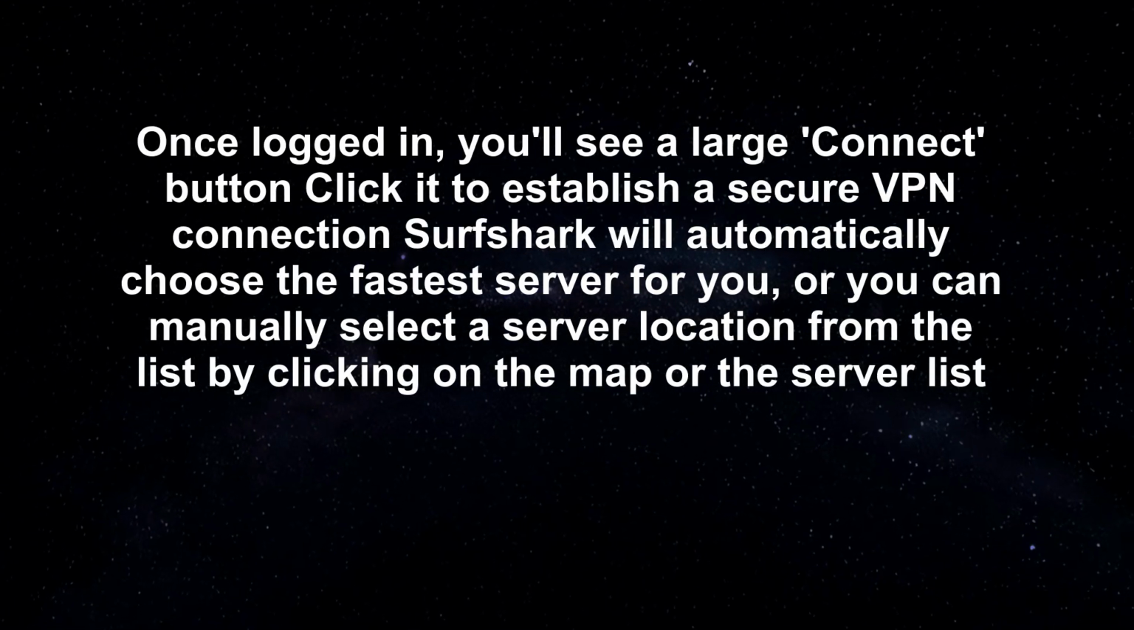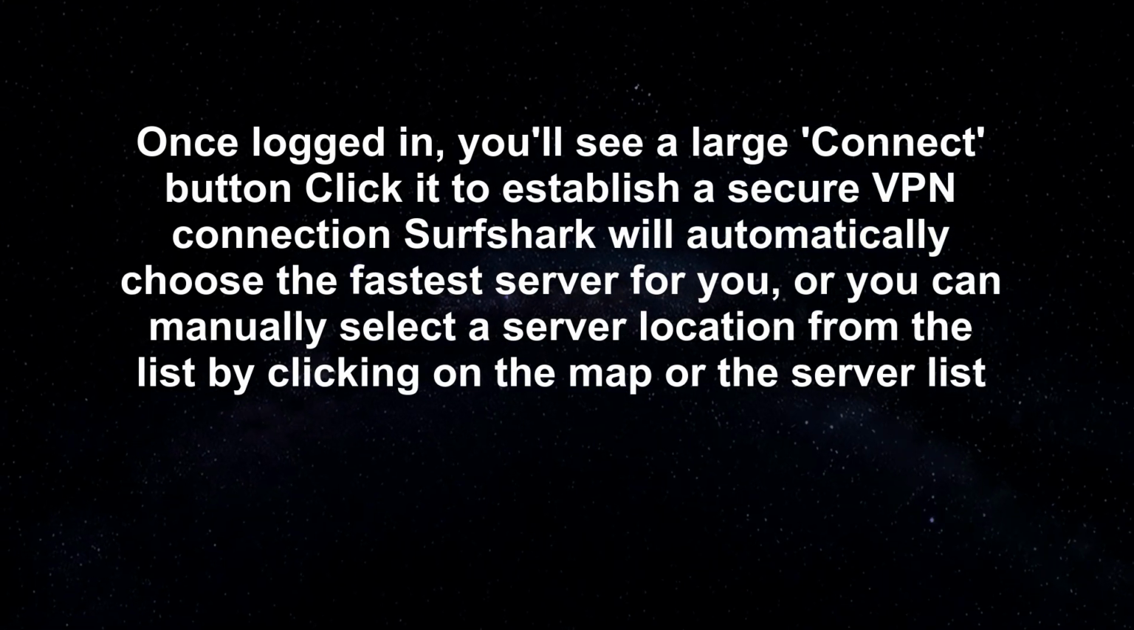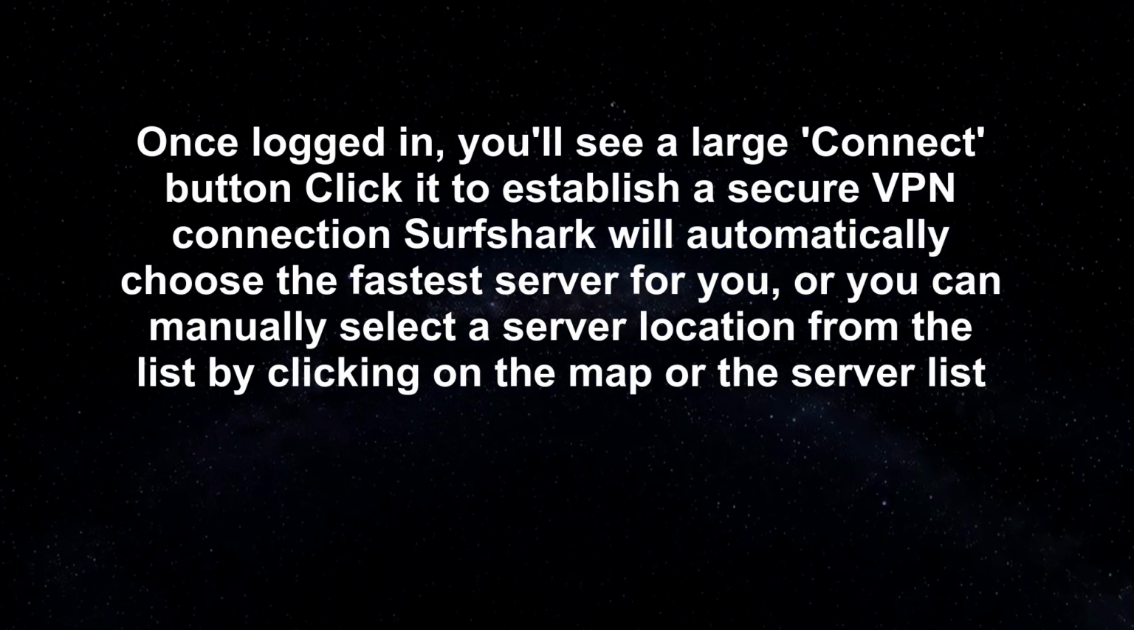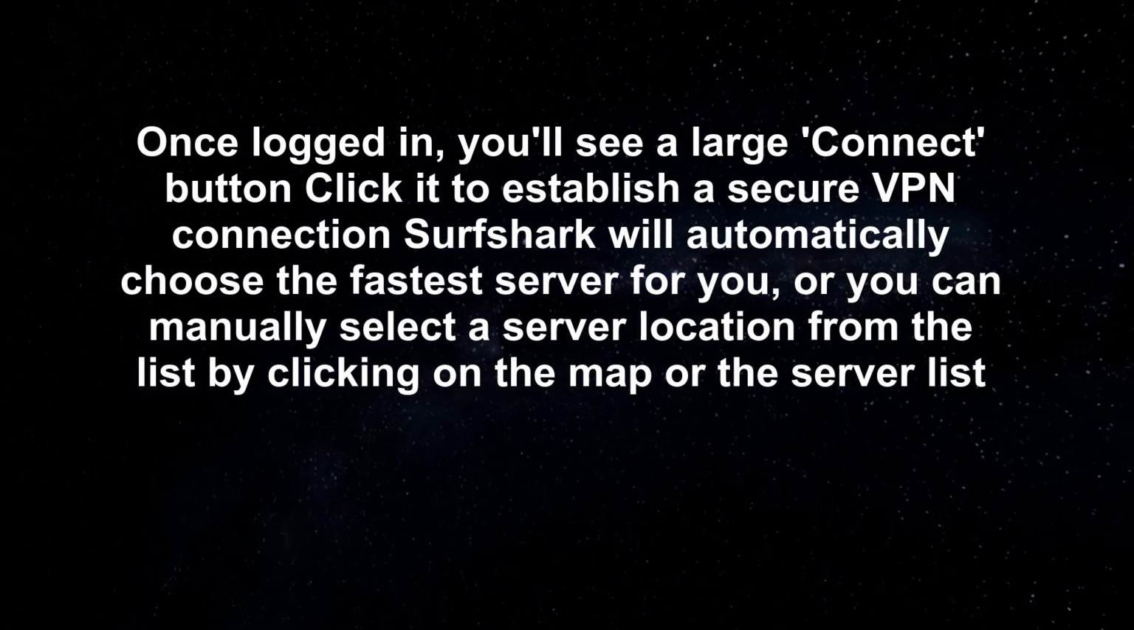Once logged in, you'll see a large Connect button. Click it to establish a secure VPN connection. Surfshark will automatically choose the fastest server for you, or you can manually select a server location from the list by clicking on the map or the server list.